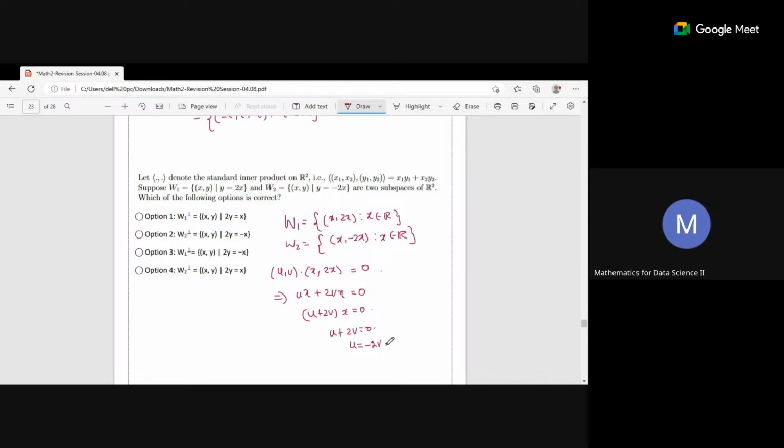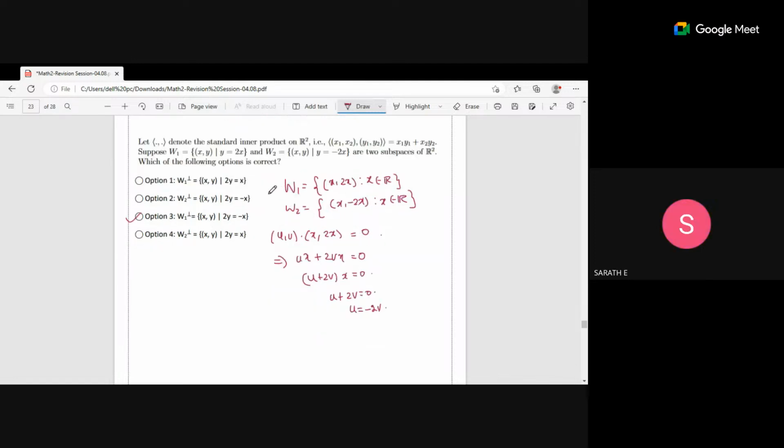So u is equal to minus 2v means, the first coordinate is u, the second coordinate is v. Either way around, I can write v in terms of u. Or directly we'll look at the answer and verify. So you need to have 2y is equal to minus x. So this option coincides, right? That is W1 perp. We can go with the equation of a line also, with the 90 degrees, just the slope thing.